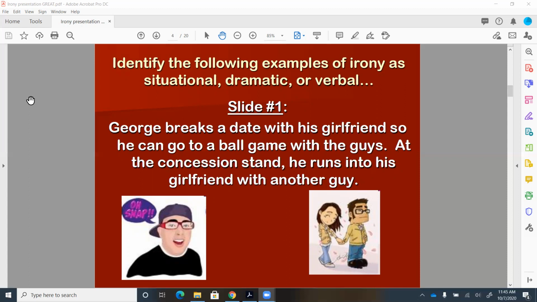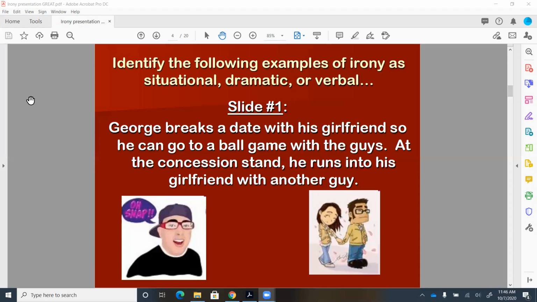For this slide, it says George breaks a date with his girlfriend so he can go to a ball game with the guys. At the concession stand, he runs into the girlfriend with another guy. And you can see the pictures there. So we're looking at the difference between what we expect to happen and what actually happens. George obviously does not expect to run into his girlfriend with another guy at the ball game. And maybe the girlfriend didn't expect that he broke his date to go to a ball game. So there are a couple of different things going on there.